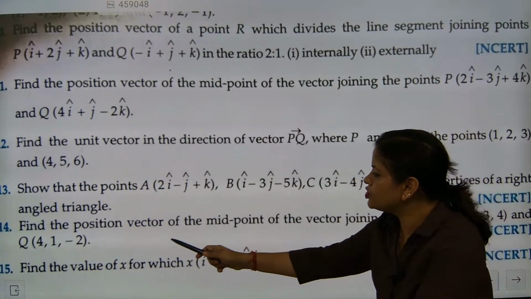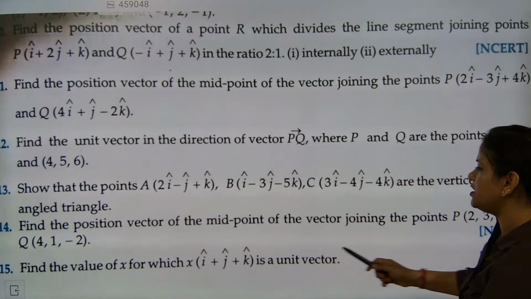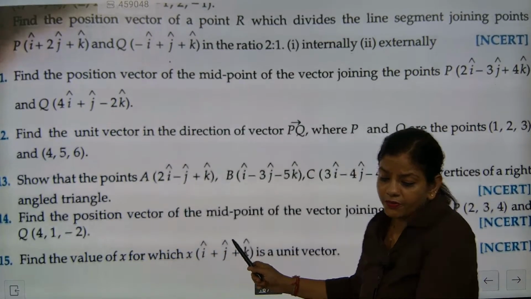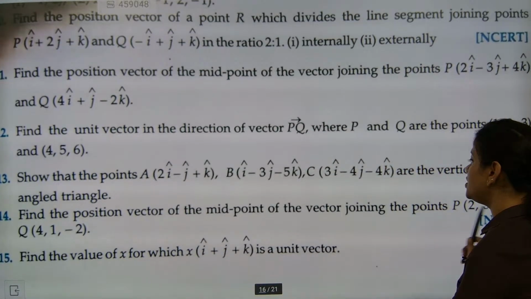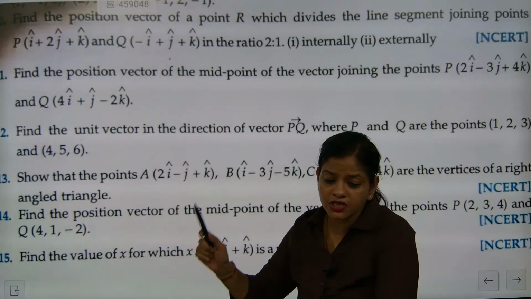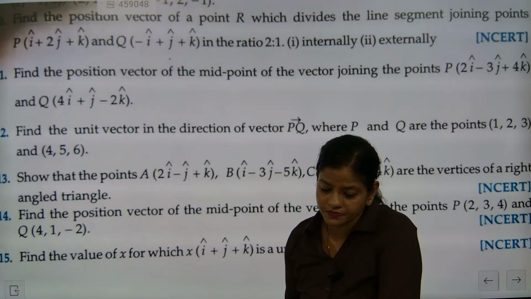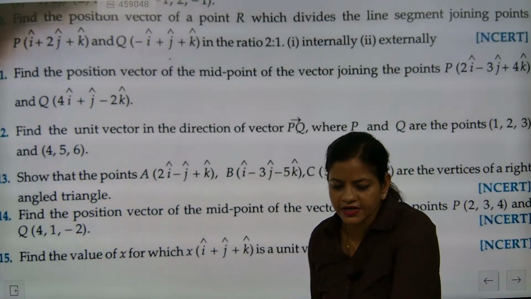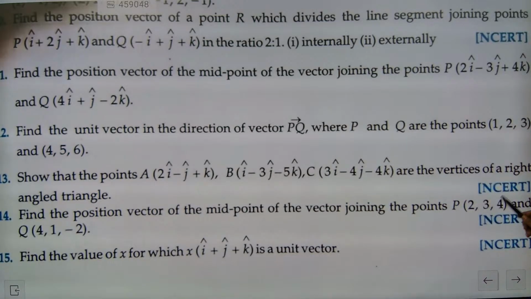Okay. So if the position vector of the midpoint of the vector joining this and this is asked, they are asking the position vector of the midpoint of the vector joining the point this and this. So the position vector of the midpoint is C and D. So these points are very important.